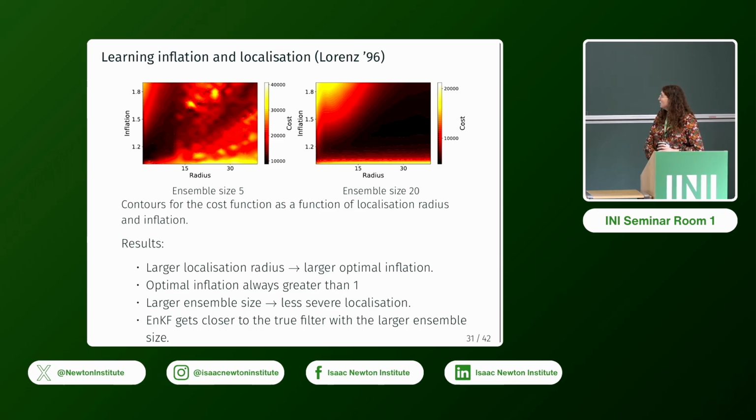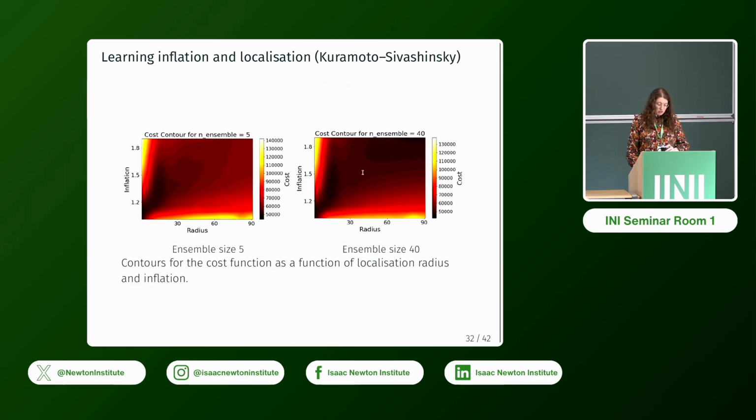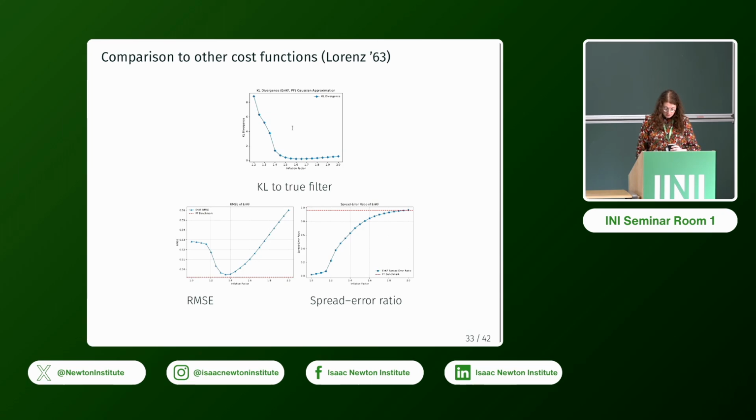And we also find that the costs are smaller with the larger ensemble size. So this gives us a way to set these tuning parameters according to the Bayesian posterior. We also did this for the Kuramoto-Sivashinsky equation with similar results.